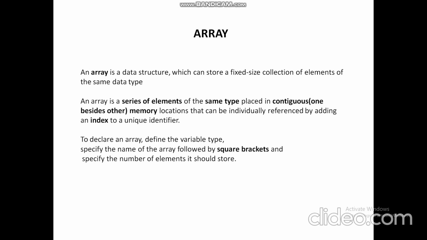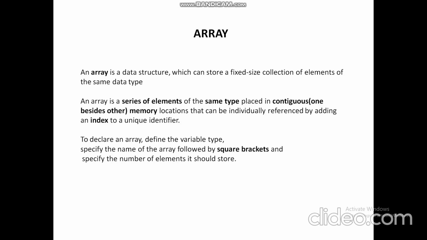So one element will be stored beside another in series form, and the elements are indexed, like an element can be addressed with the help of an index. So an array is a series of elements of the same type placed in contiguous memory locations that can be individually referenced by adding an index to the unique identifier. So I hope you understand this whole line, that it is referenced with the help of an index.